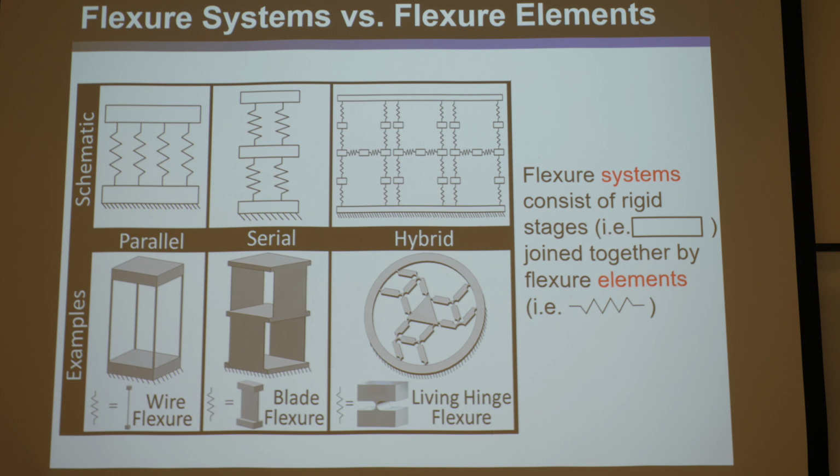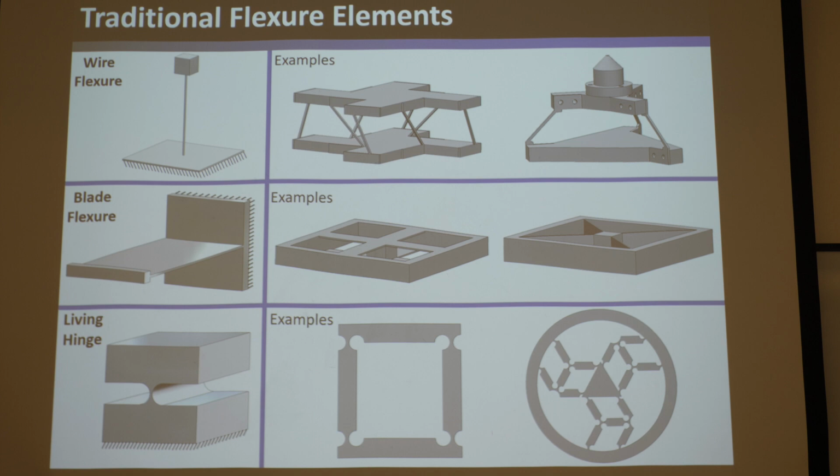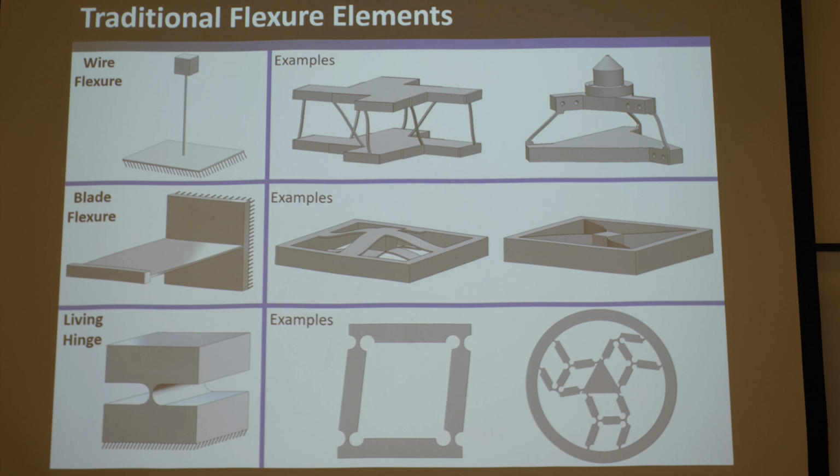Okay, so like I said, hopefully that clarifies what systems are, what elements are, and the different kinds of systems. Now let's talk a little bit more about elements. So far, you guys are just really familiar with wires and blades. We haven't really done living hinge flexures. These are the three most common you will see in precision engineering and in most compliant mechanisms.